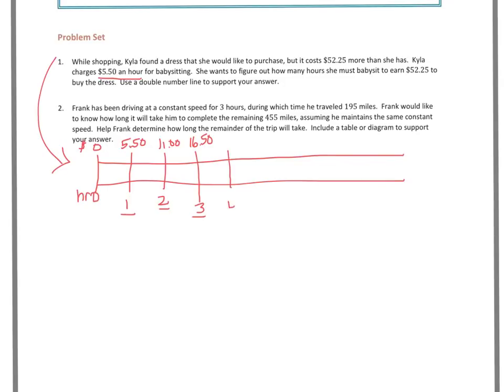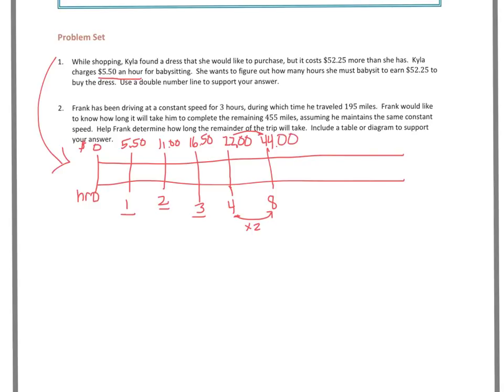So at 4 hours, that's going to be $22. And I see this is going to take me a long time to get up there. Well, if I know what she makes at 4 hours, can I figure out what she makes at 8 hours? Yeah, because I'm going from 4 to 8, I multiplied by 2. So I can just multiply this by 2, and that'll get me 44.